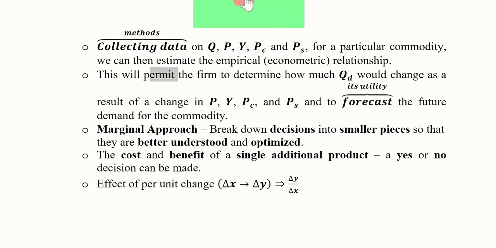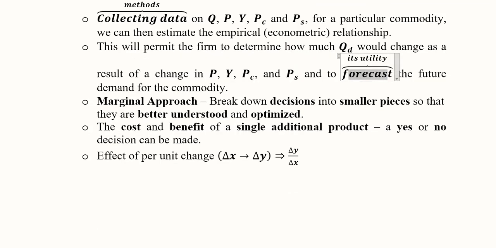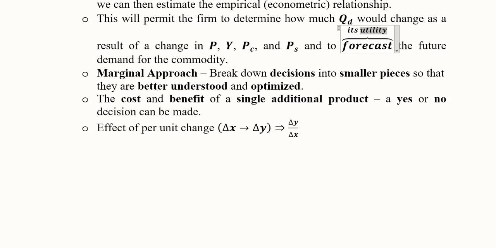Now this will permit the firm to determine how the QD would change as there are changes in these variables. And once we are able to develop this relationship, this is going to help us to forecast the quantity demanded in the future. So this is the benefit or utility of having this function. We will learn how we can make this function as we go ahead in upcoming lectures.